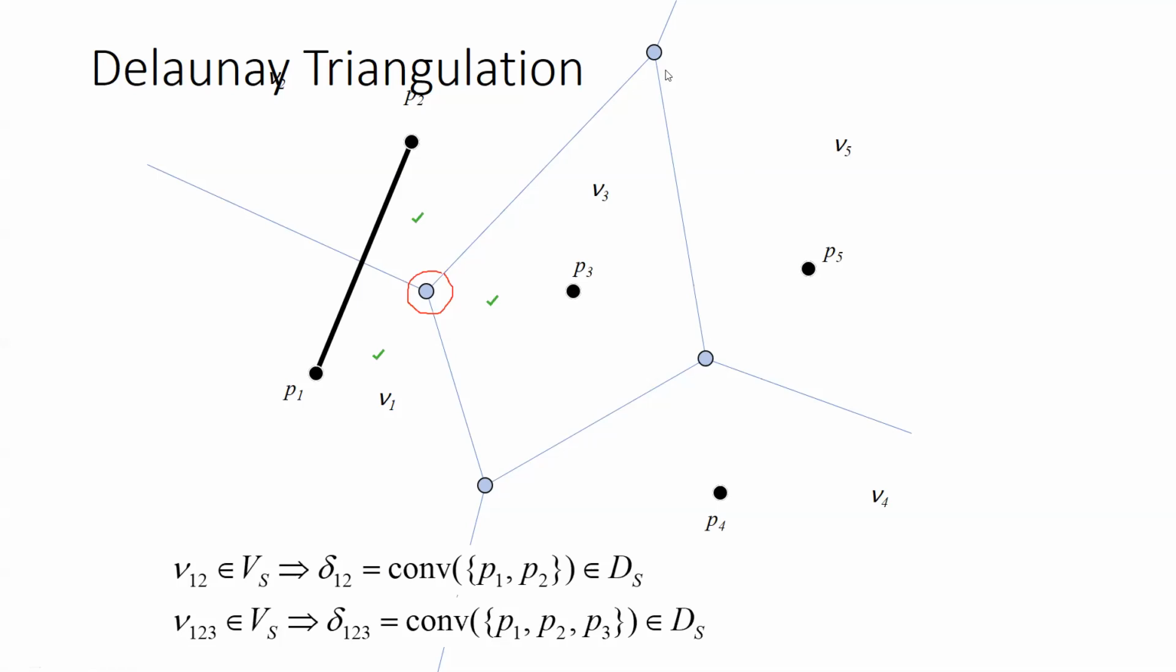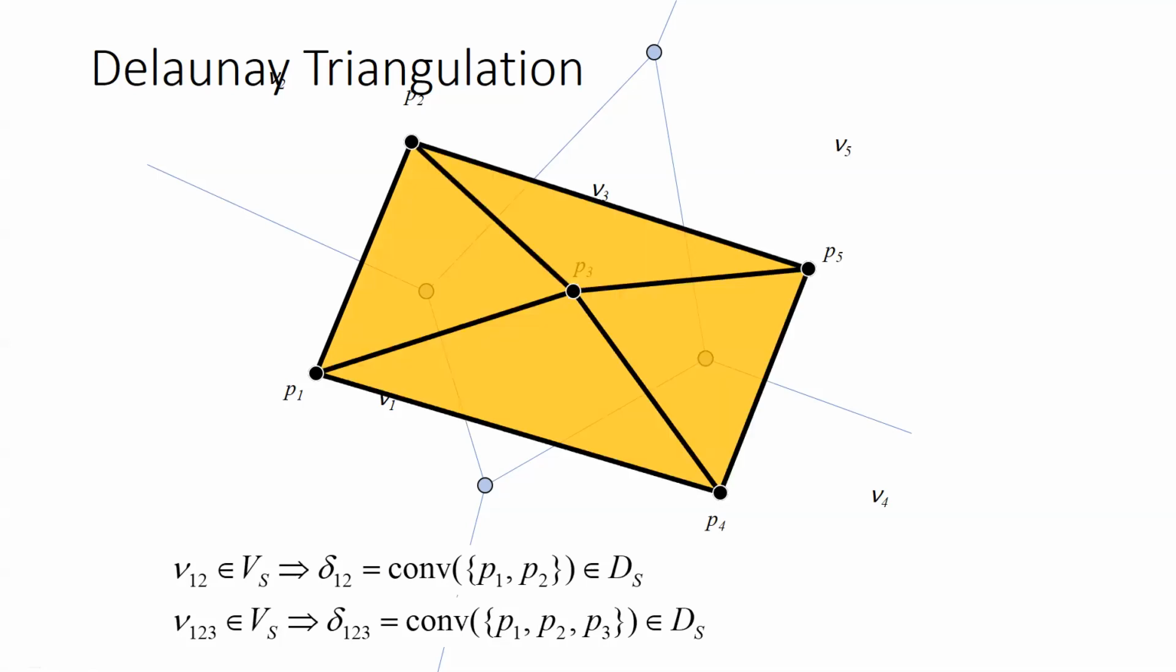Let me clear the drawings. You add one triangle like this. Okay, this yellow is a triangle of P1, 2, and 3. And if you fill in the whole picture, you will have this. Okay, so all together you have 5 points, 8 edges, and 4 triangles.